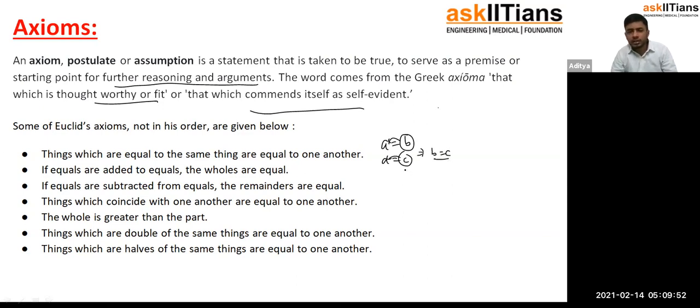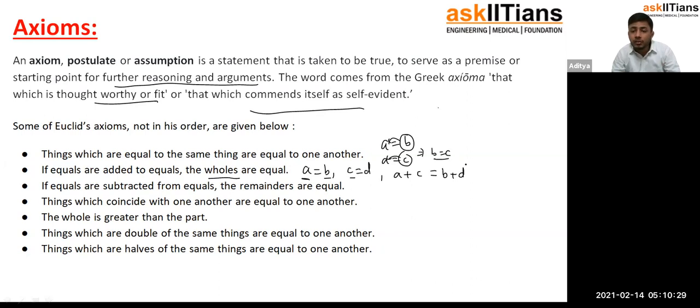So quite a basic fact that we cannot prove, but it is so obvious that it should be true, right? Another thing is if equals are added to equals, the wholes are equal, right? So what we are saying algebraically is that if A equals B and C equals D, then if these equals are added to equals, the wholes are equal, which means A plus C would be equal to B plus D. So algebraically we can represent it in this manner. So what do we mean by wholes?